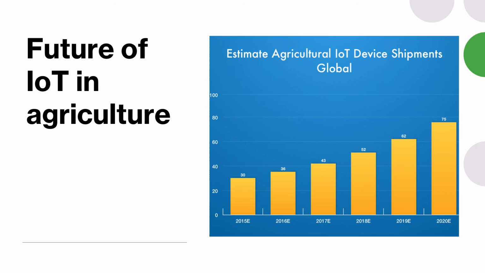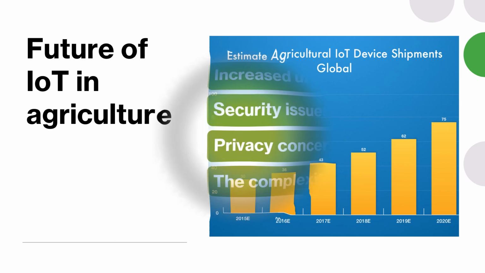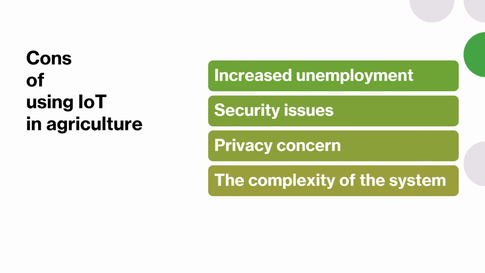Future of IoT in agriculture. We can see from this graph, year by year, the IoT device shipment is increasing. So we can say that the upcoming world is the IoT world. Every coin has two faces like this. Apart from pros, IoT also has some cons.